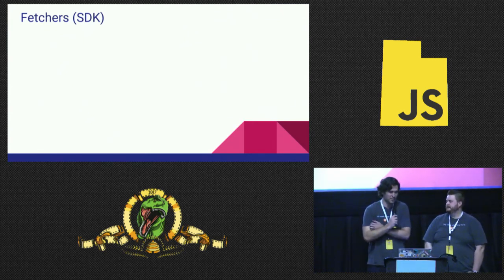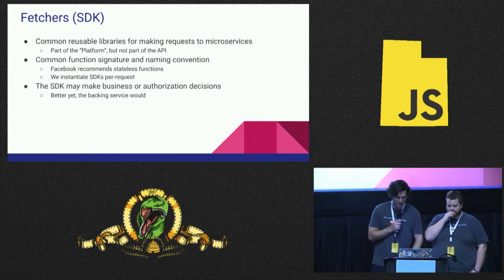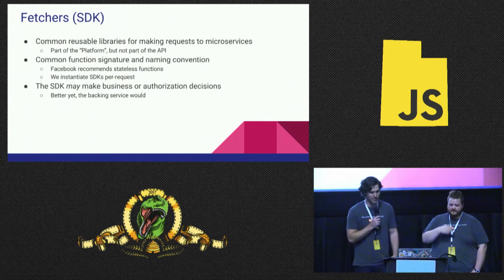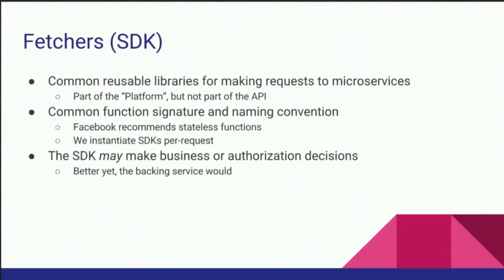Now we call them SDKs because we've eventually grown and now they don't just fetch, they also mutate. These are basically common reusable libraries that you can use to make requests between your microservices. They're part of the platform, not really part of the API. You should probably standardize on a common naming convention for your function signatures.